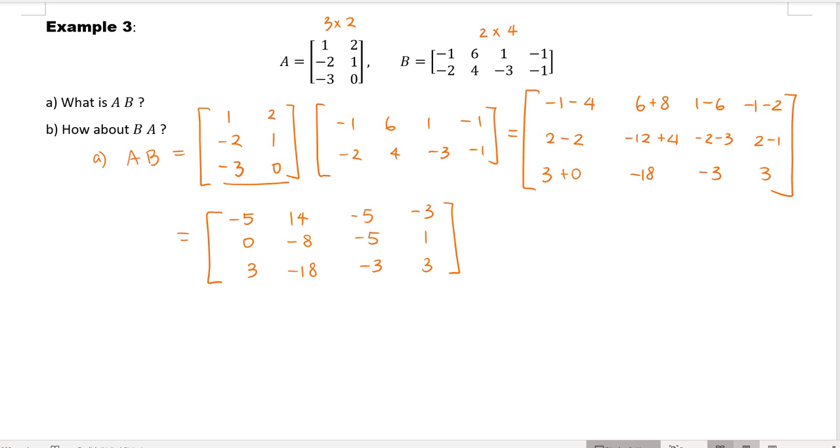Okay. How about part B? How about BA? Well, B is 2 by 4, A is 3 by 2. You can see the inner dimensions don't match. So B times A is undefined. You can say it is not defined or it is undefined, the same thing, right? Okay, do you get the same answer with your results?